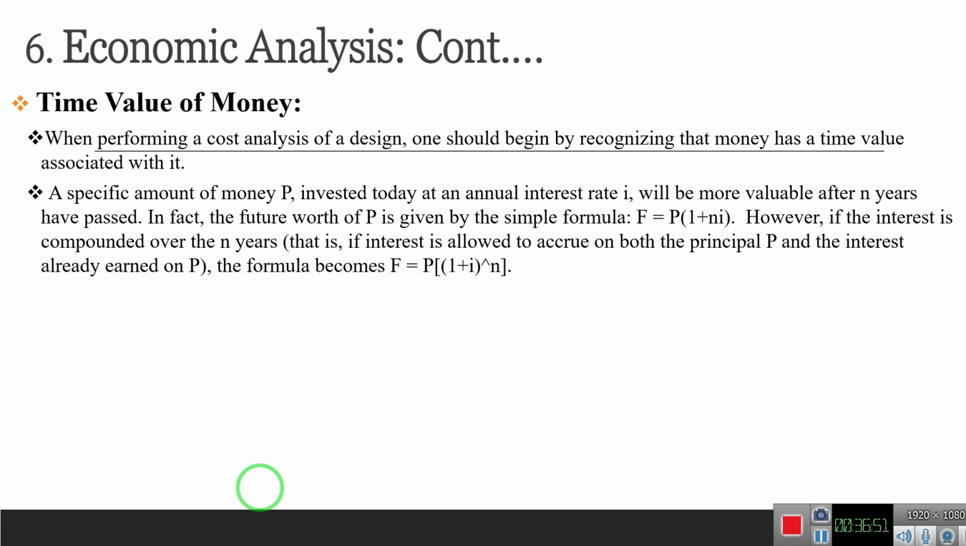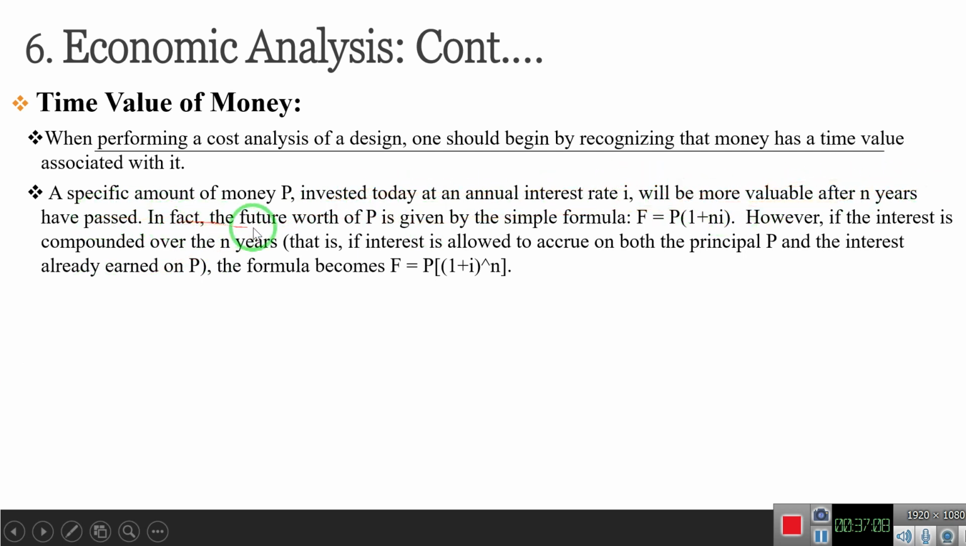Now, then we have to see the profit, how much you are getting. Is it balancing or not? Otherwise, it is a waste. That is called time value of money. After some time, what is the value of your investment? That we have to see. If P is invested at an annual interest, it will have more value after a year.